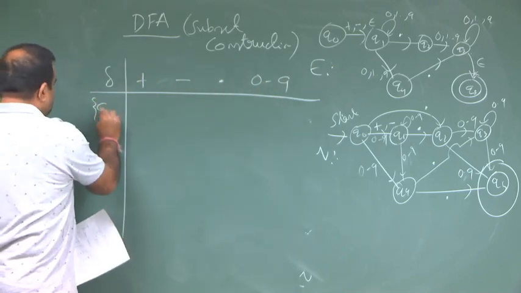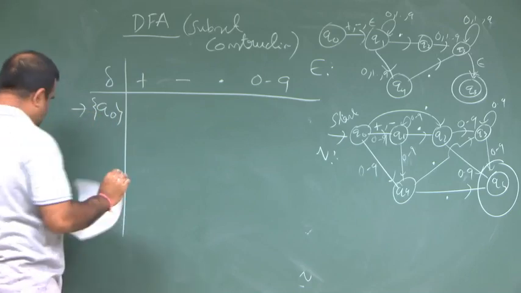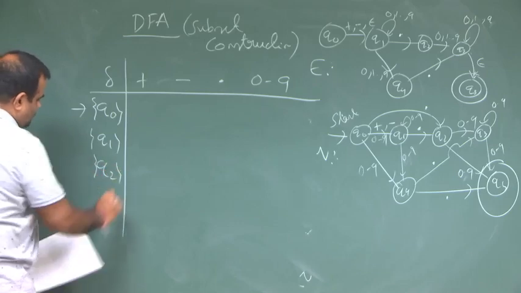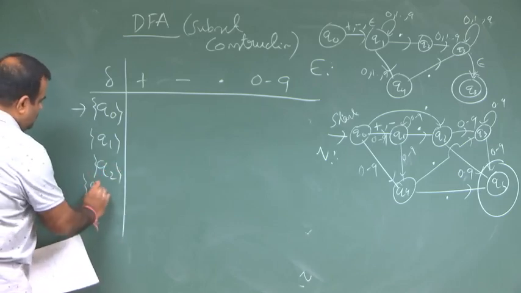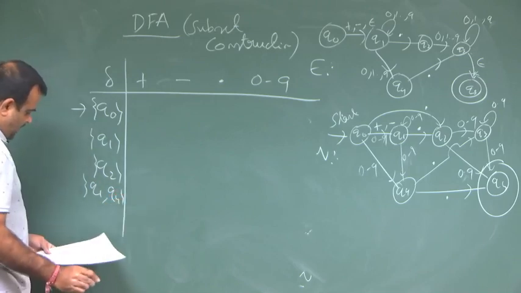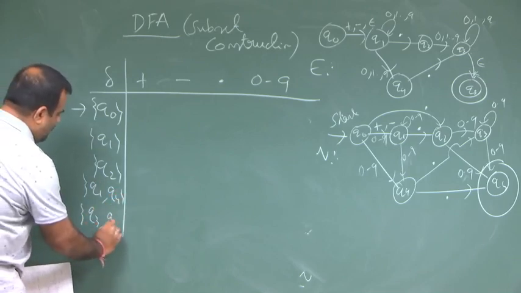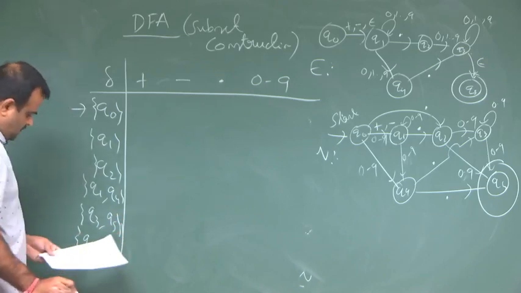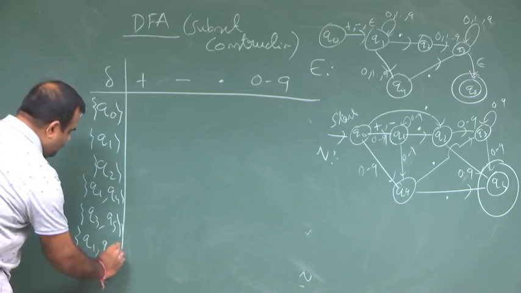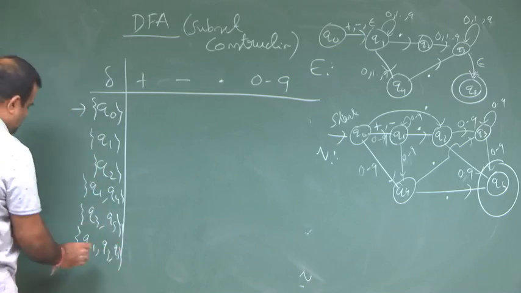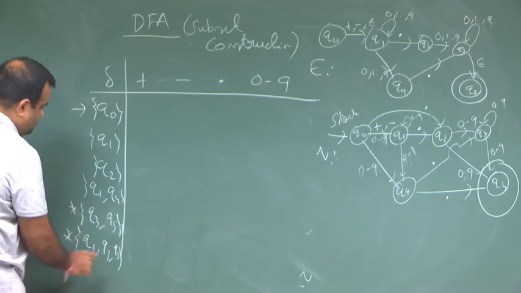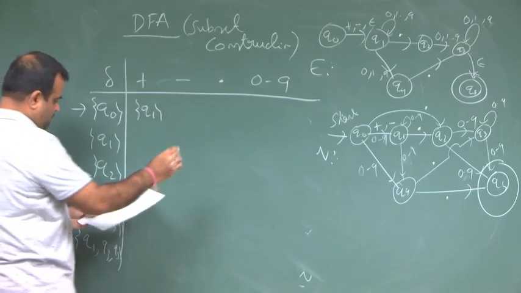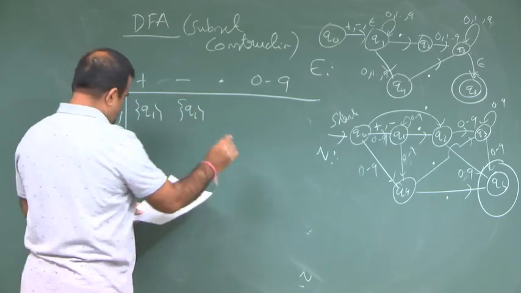So this is Q0, and we have other states. Q1 will come, these are the only subsets which are reachable from Q0: Q1, Q4, and Q3, Q5, and Q1, Q3, Q5. These last two are the final states, because they contain the final state.